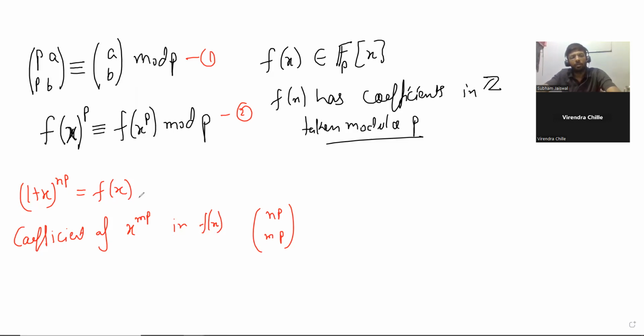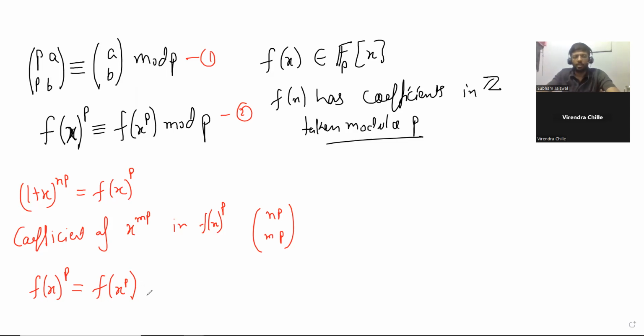Now, I should say it like this: not in f(x), but I've changed the definition of f(x). So it's the same thing, the answer is the same. Now we know that f(x) to the p is equal to f of x to the p, meaning that the coefficients are the same.